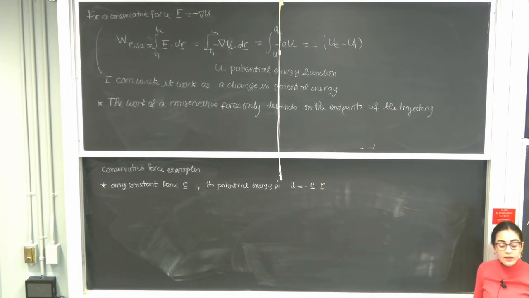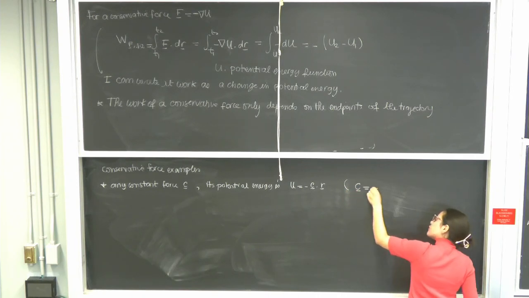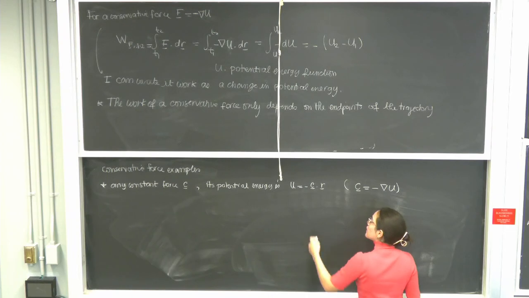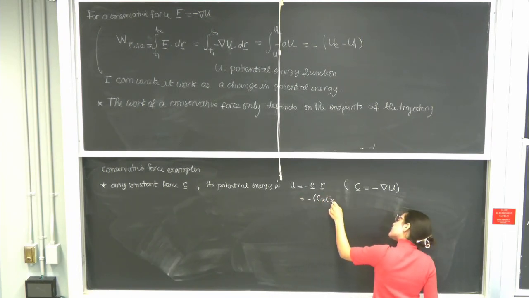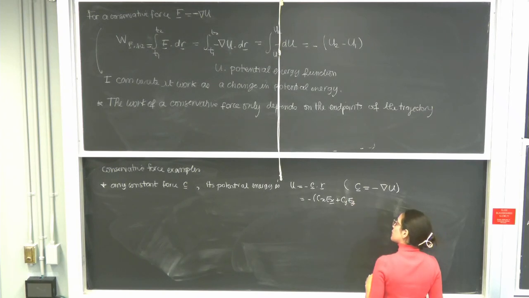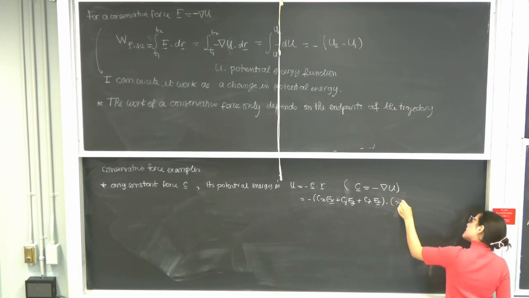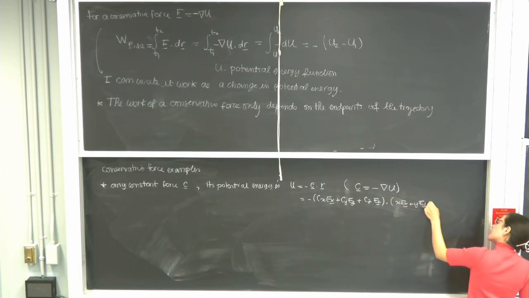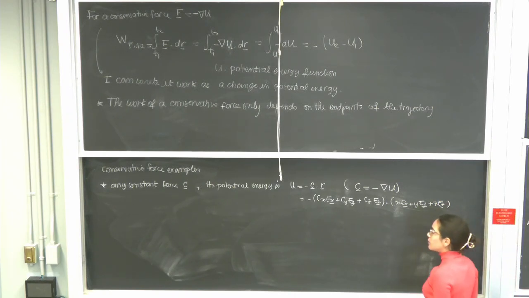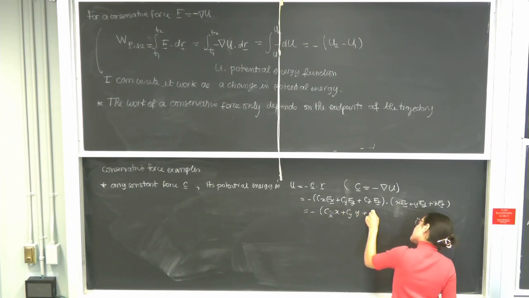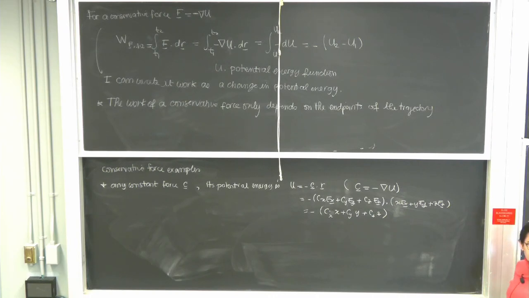So you can double check that C should be equal to minus the gradient of U. Let's double check. If C is a constant function, U is minus Cx Ex plus Cy Ey plus Cz Ez dotted with x Ex plus y Ey plus z Ez, that's equal to minus Cx times x plus Cy times y plus Cz times z.